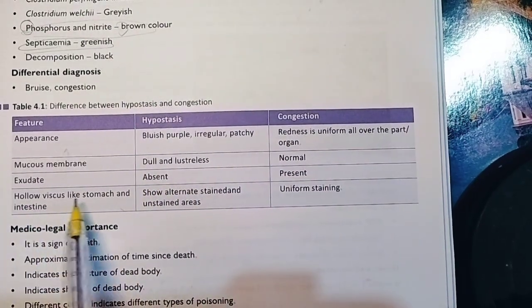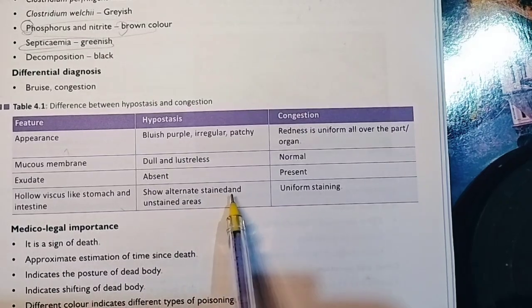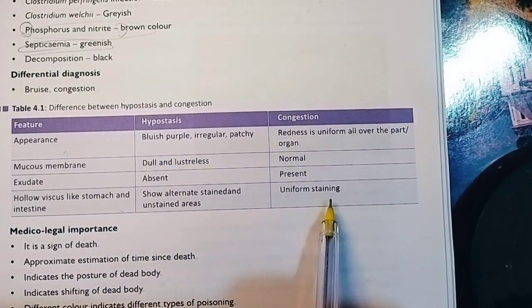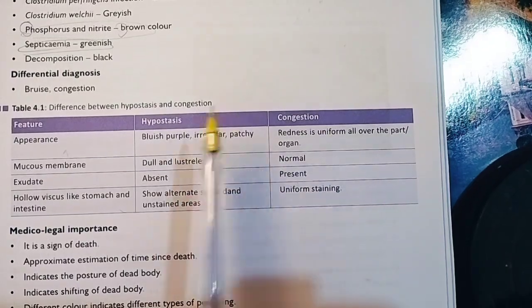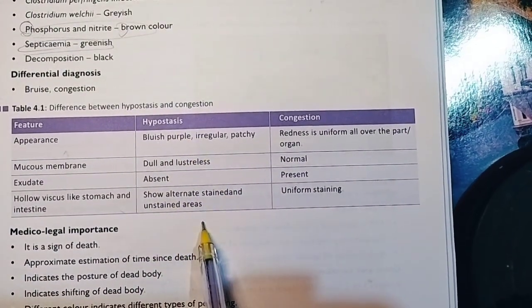And hollow viscera like stomach and intestine show uniform staining in congestion. In hypostasis, alternate stained and unstained areas are seen.